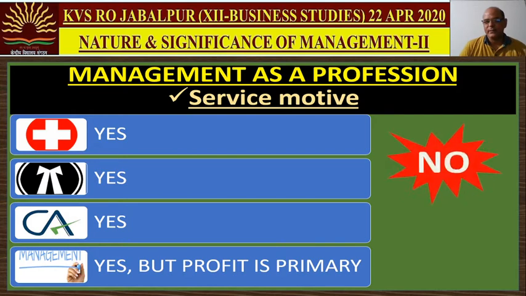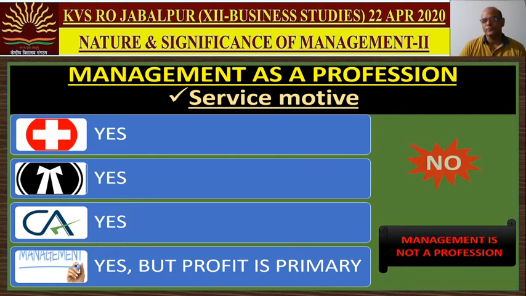So when we conclude the nature of management, we will say yes, management is an art, management is a science, although soft science, not a rigid science, but management is a science. But we will say management is not a profession. In your exam, if the question is asked in the form of true false, the objective type question, you will say management is an art, yes. Management is a science, yes. Management is a profession, no. So management is not a profession.